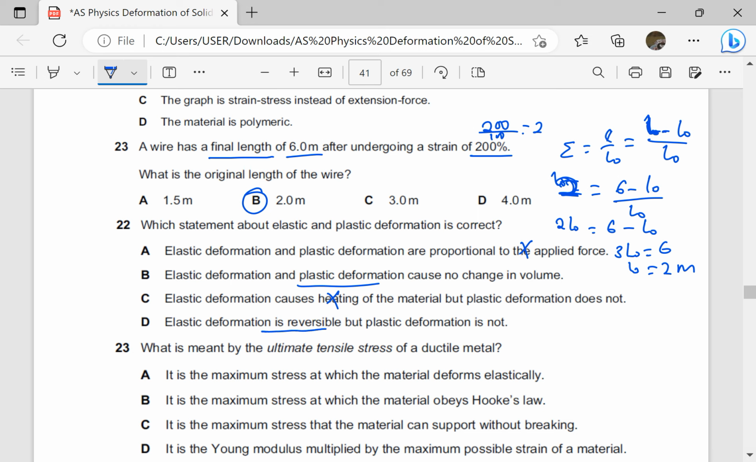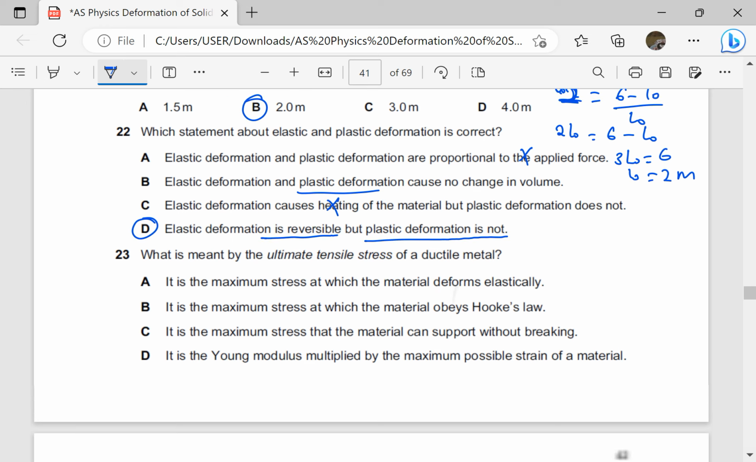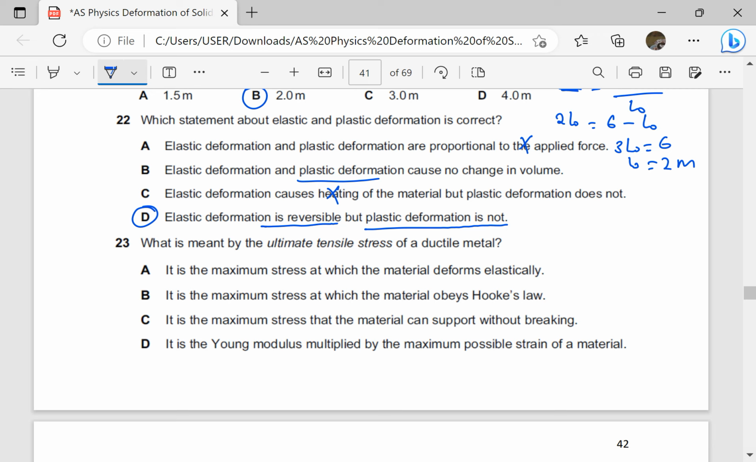Elastic deformation is reversible. That means it can be taken back. Plastic deformation is not. So the answer is going to be D. Elastic, the material can go back to its original length. Plastic, it cannot.